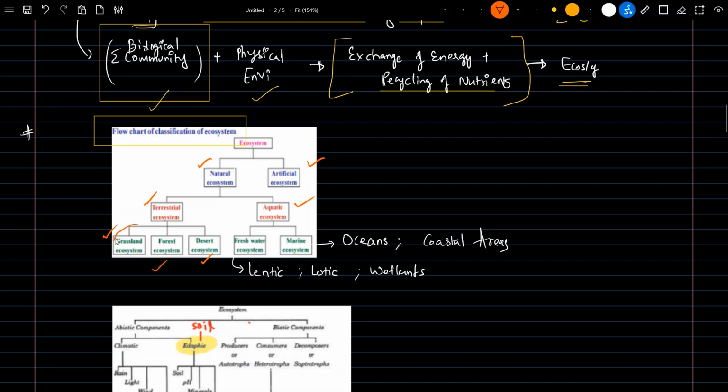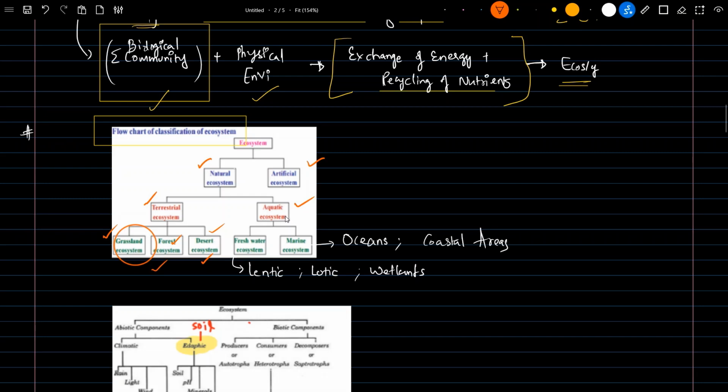So grassland is basically, we can say, a medium between the forest ecosystem and the desert ecosystem. So these two are extremes. Forest and desert are extreme, and grassland ecosystem is in the middle.